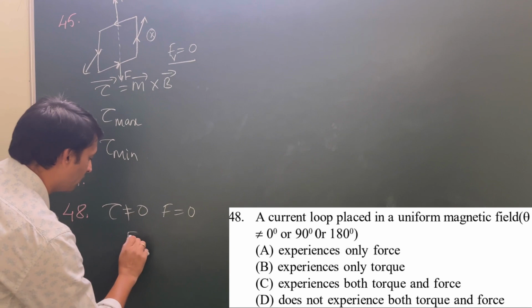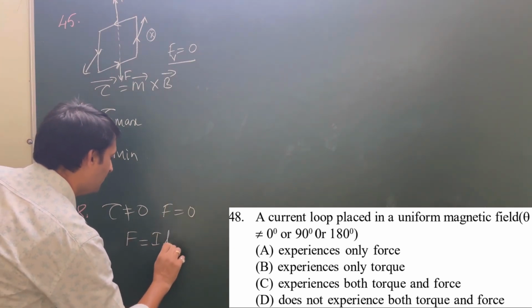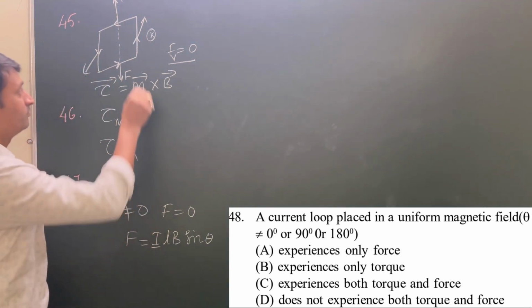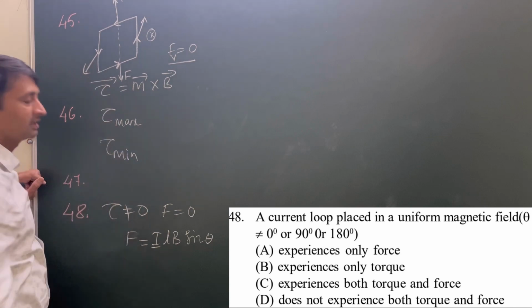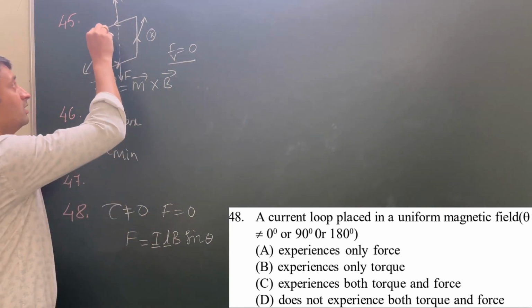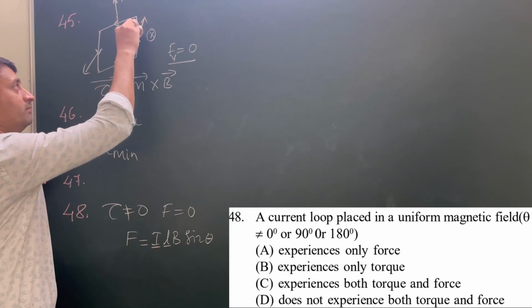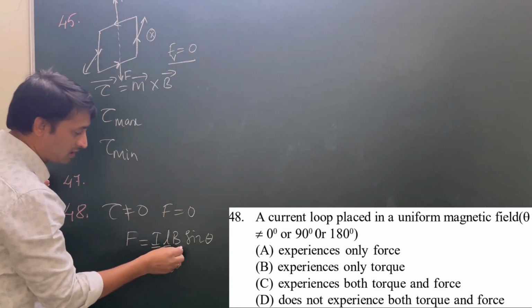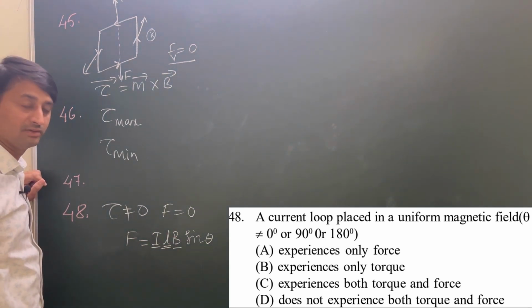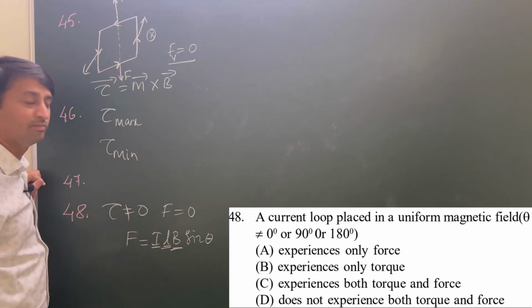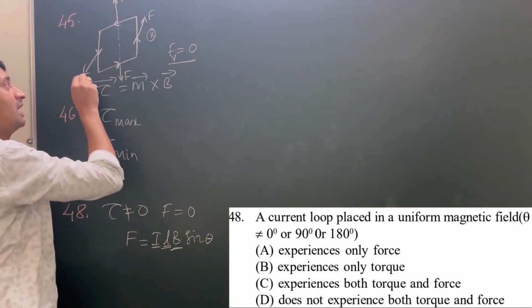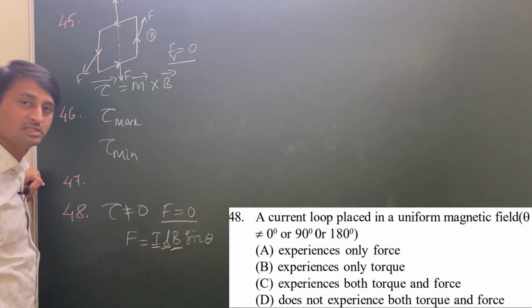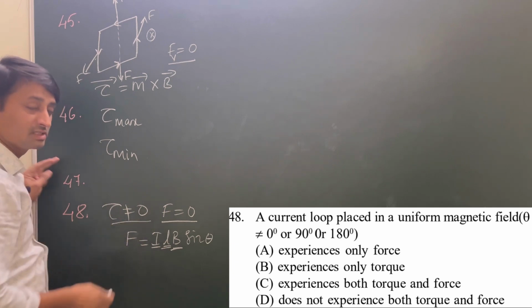Now we have the expression for force. Force is equal to ILB sin theta. Here I is the same, the current flowing through it is the same. L is the same. For a rectangular loop the length of opposite sides is the same. Magnetic field is also the same. B is the strength of the magnetic field. Since it is a uniform magnetic field, both the forces are equal and in opposite direction. Then the net force value becomes 0. Force is 0 but torque is not equal to 0.